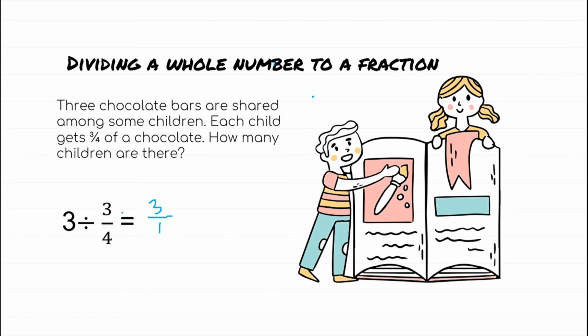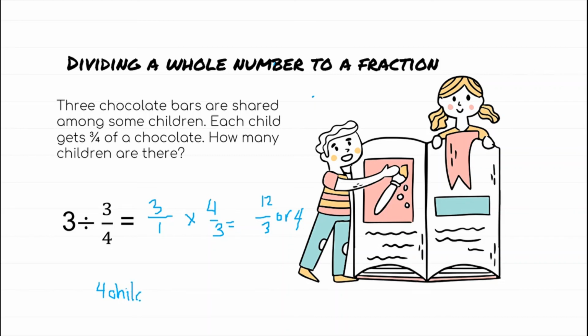Okay, so after this one, since we are dividing, still we need to change this into reciprocal. What's the reciprocal of 3/4? This is 4/3. And from division, it will now become a multiplication. 3 times 4, that is 12. And 3 times 1, that is 3. Let's divide. How many 3 can we find in 12? 3, 6, 9, 12. So it means to say that is 4. So how many children will receive the chocolate bars? So there are 4 children who can receive the chocolate bars.